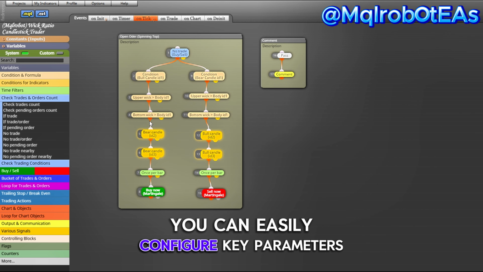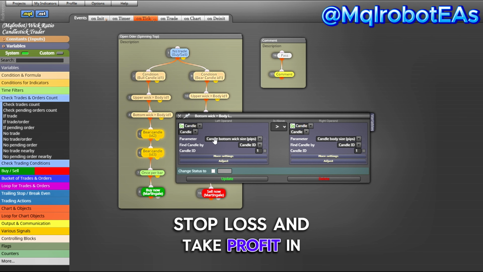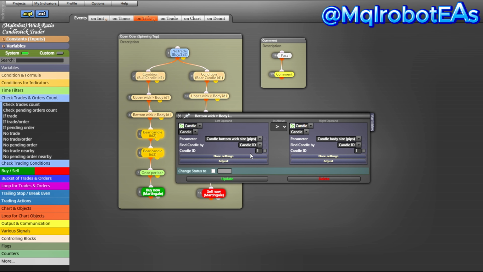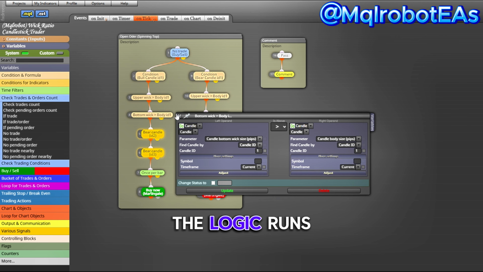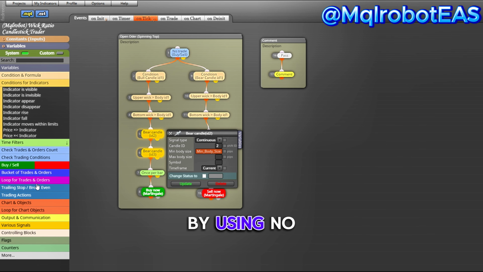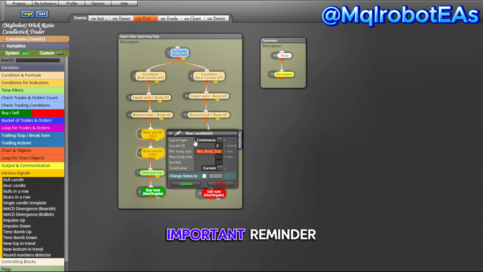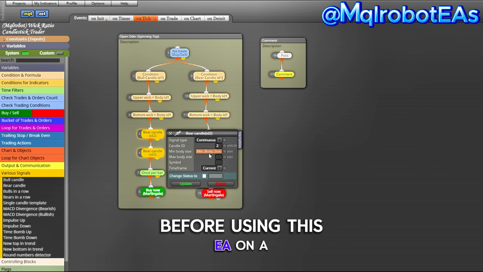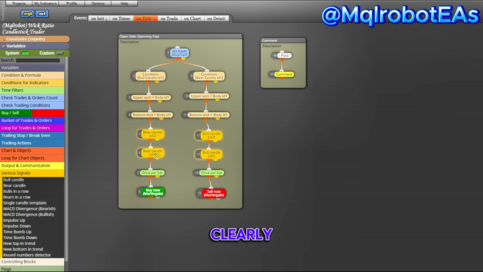You can easily configure key parameters like lot size, stop loss, and take profit in pips, minimum body size, and the lot multiplier used for the Martingale logic. The logic runs once per bar and avoids overlapping trades by using no trade conditions at the beginning of each cycle. Important reminder, before using this EA on a live account, be sure to understand the strategy logic clearly.